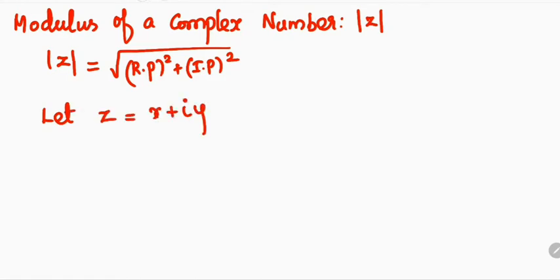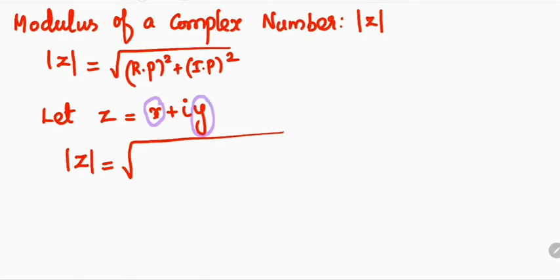x plus iy. Then what is modulus of z? Modulus of z is equal to square root of real part the whole square. So here, what is the real part? Real part is x. What is the imaginary part? It is y. So while you are writing, it is x squared plus y squared. Okay, and now we are going to the properties of modulus.